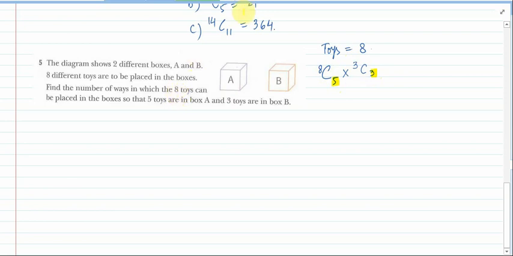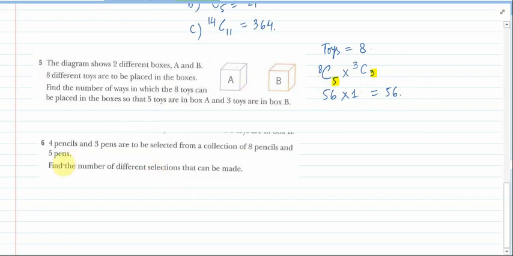Alright, so 8 combination 5 is equal to 56, and 3 combination 3 is 1. So the answer we have is 56. Alright class, so these two numbers represent the selection of those toys that we have. Alright, so moving on to the next one.